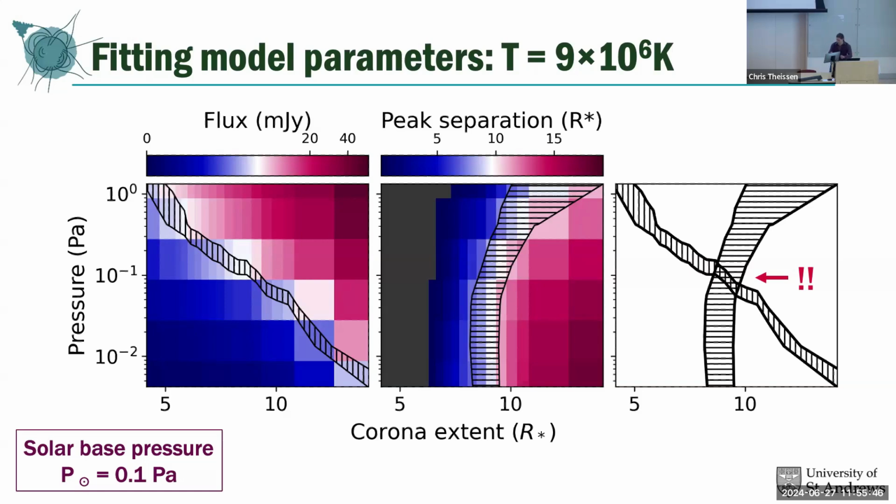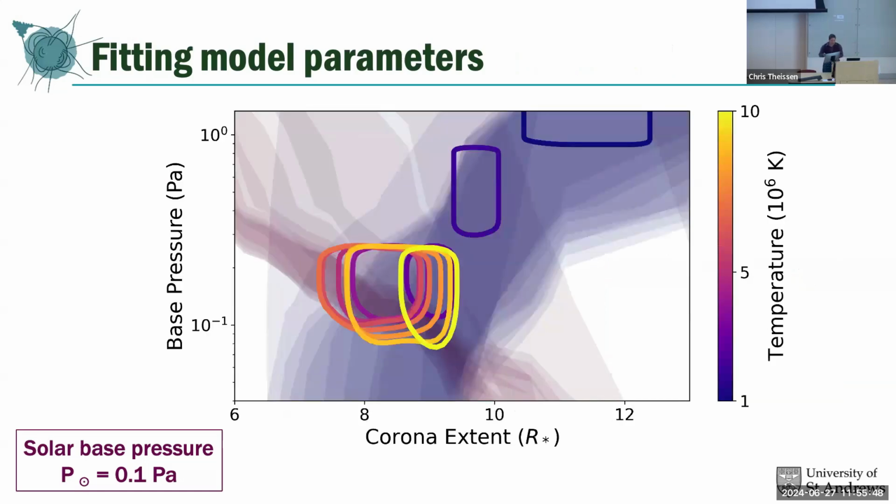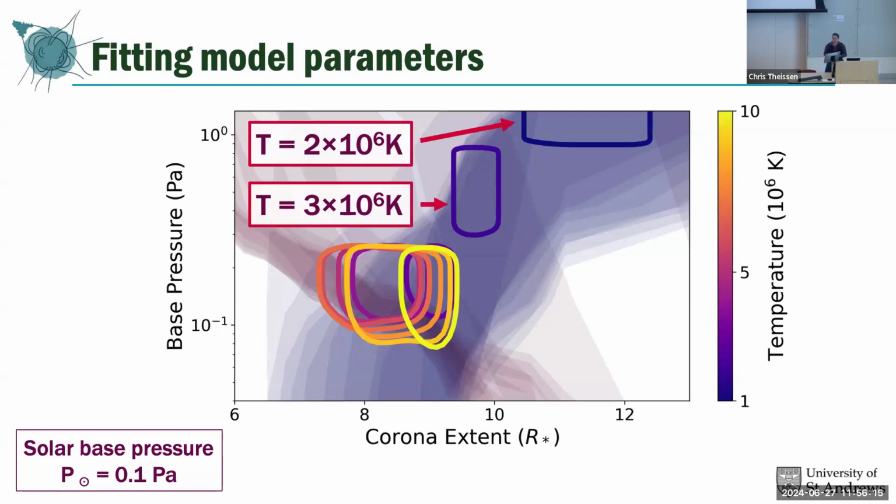But this is only one temperature, and we tested a bunch of temperatures. So here I'm showing the gray areas and pale areas in the back are those areas of agreement for every temperature. And then the colored contours are showing the contours of agreement along both axes, so corona size and pressure, for every temperature. And we can see that there is a bunch of these contours that overlap and then two outliers. So those two outliers are our lowest temperature models.